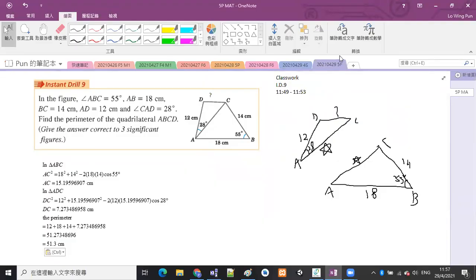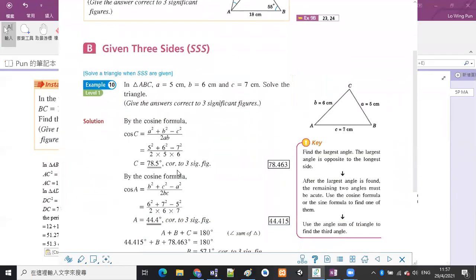Is there any problems? Next one is example 10.